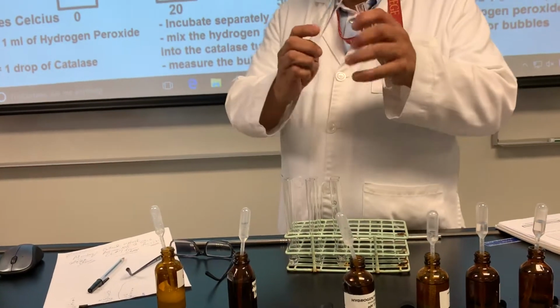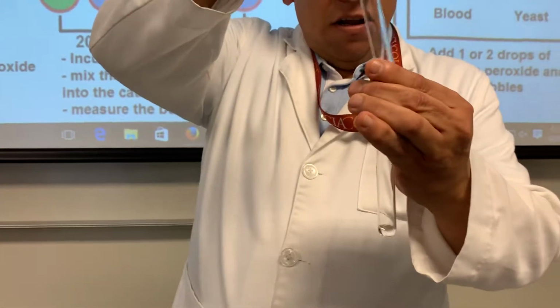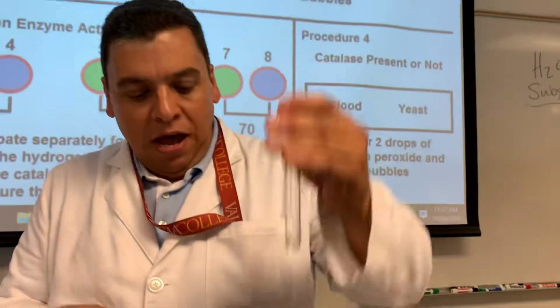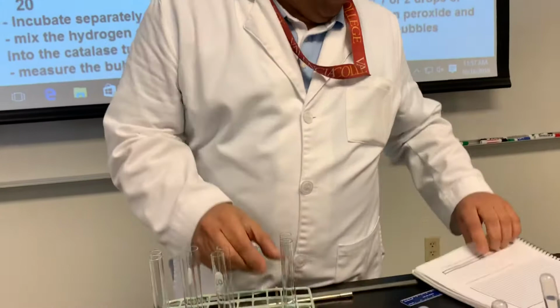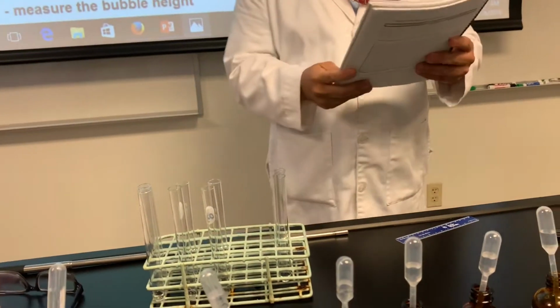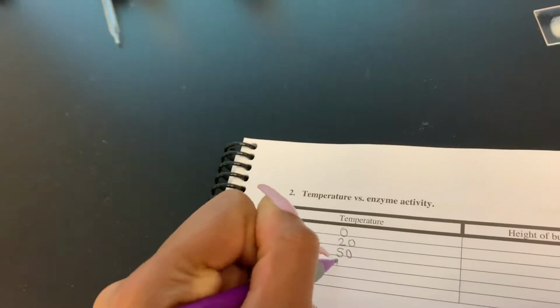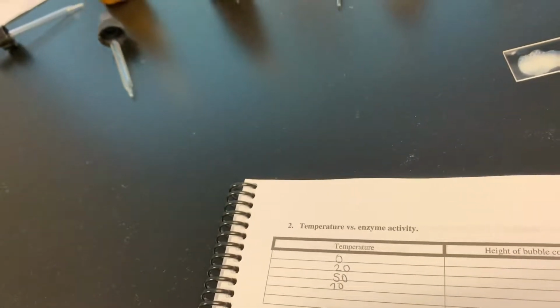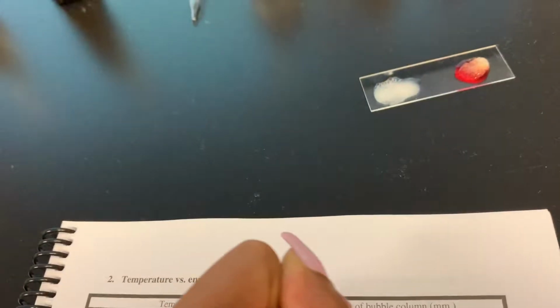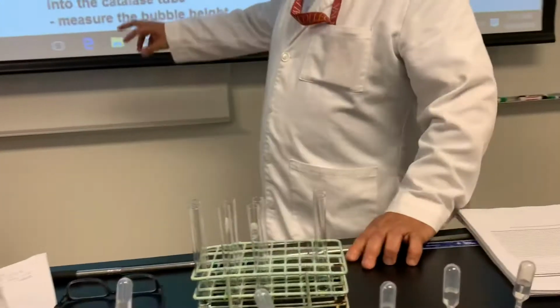All right, here it is. This is 0 degrees. Nothing happened. So we're going to go to page number 65. Here are the temperatures going down the column: 0, 20, 50, 70. Those are the temperatures going down the first column. The first result is 0. Good. What is your prediction for this one?